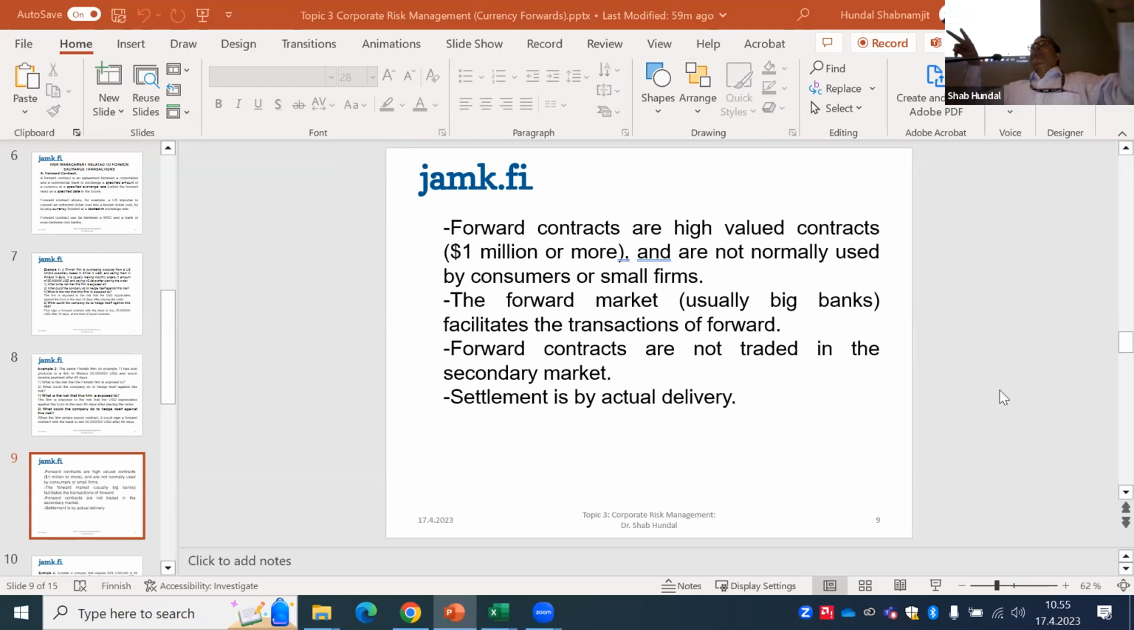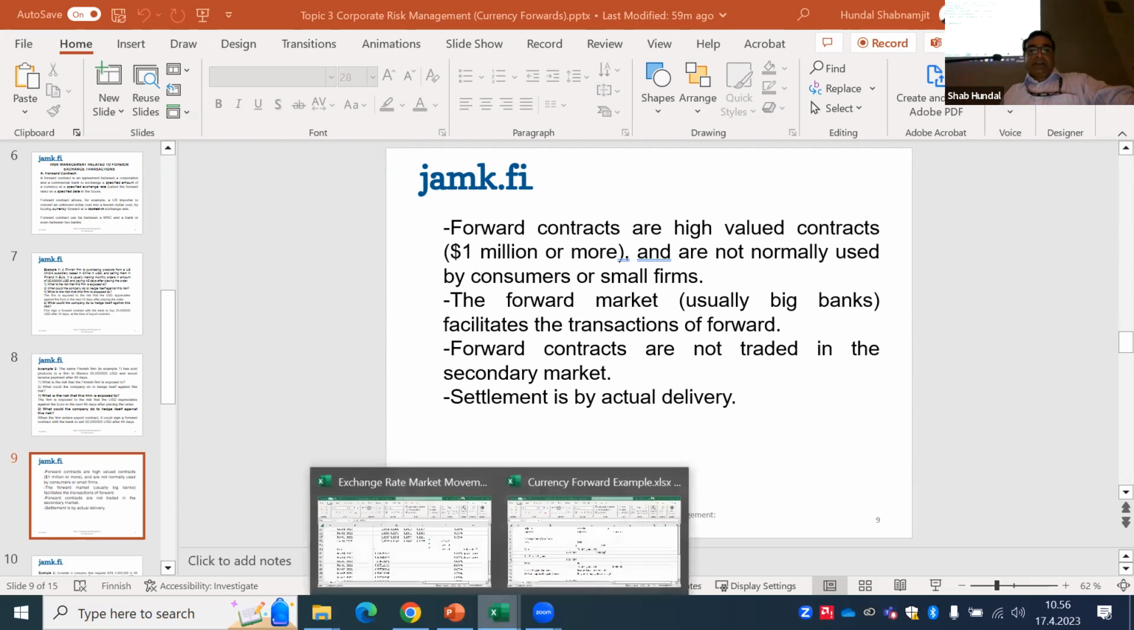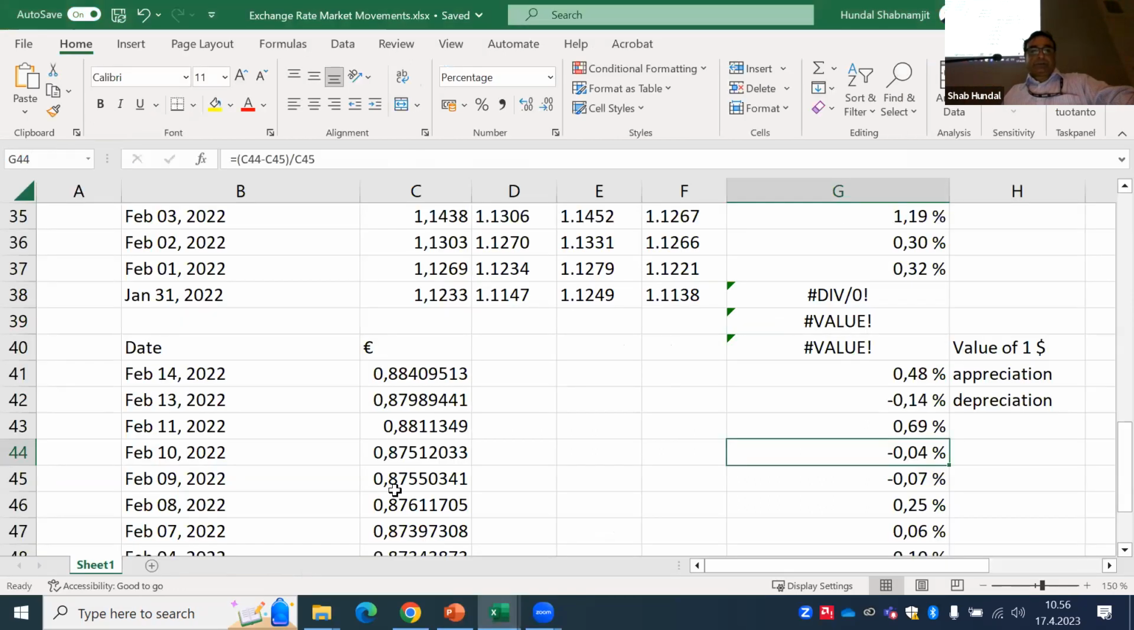But because we are watching the movement of exchange rate at a very minute level, as a rule of thumb, not a theory, but as a practice, we always take the exchange rates to the minimum 4 decimal points.